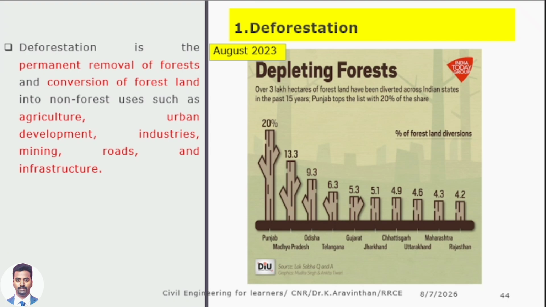For how many years? In the past 15 years. That means from 2000 itself they have started. For 15 years they have been topping in this. So Punjab, Madhya Pradesh and Odisha.